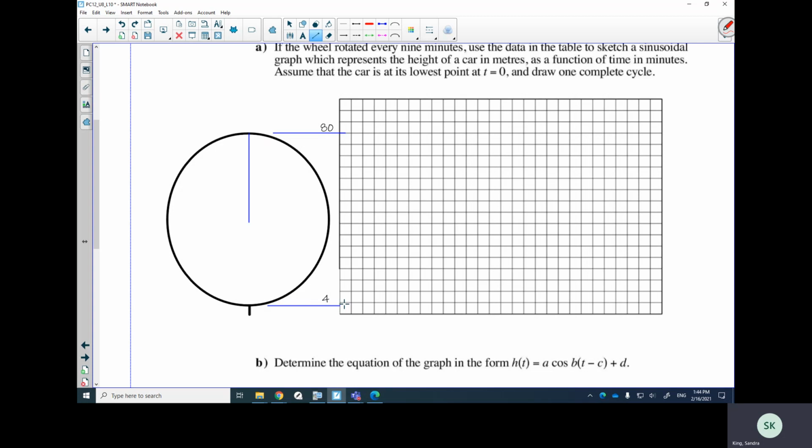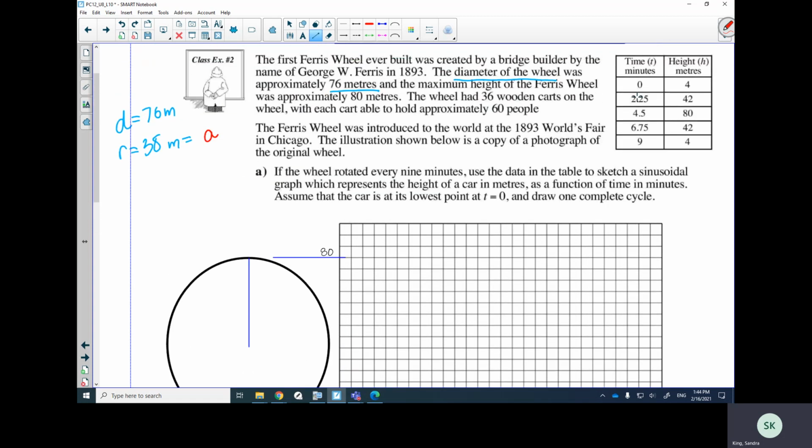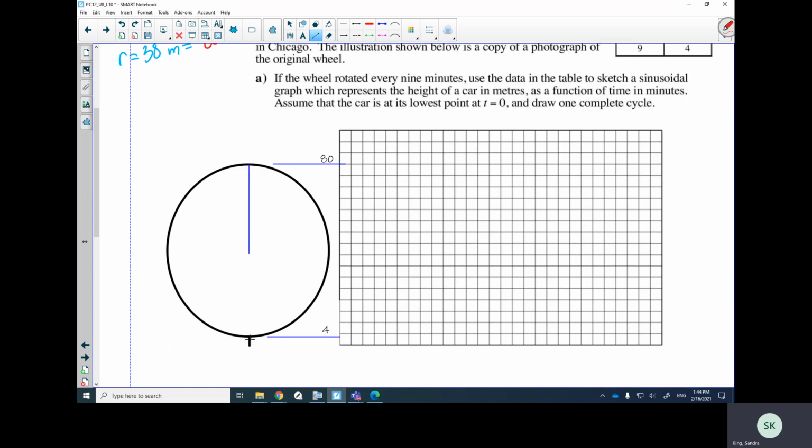Yes? If we didn't tell you the height of the platform, could you just do the maximum minus your diameter? Yes, absolutely, that's the other way. They told you this here, which I would never give, right? You're not going to be given this, but absolutely. If you know what the maximum is, so 80, that would be a really good question, right? 80 minus 76, that means that the platform is at 4 meters. That's perfect to get that.